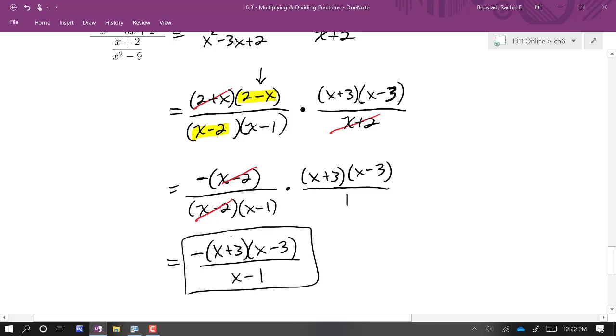If you are inclined and you want to multiply out that product and call that x squared minus 9, that's okay to do. I think of it as just an extra step that is unnecessary, and I kind of like seeing things factored, so I leave it like this.